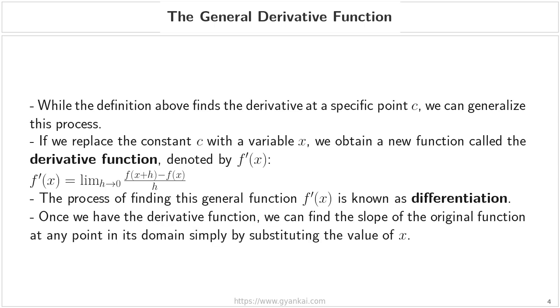The advantage of finding this general derivative function is that we no longer have to perform the limit calculation for every single point. Once we have the derivative function, we can find the slope of the original function at any point in its domain simply by substituting the specific value of x into the formula.